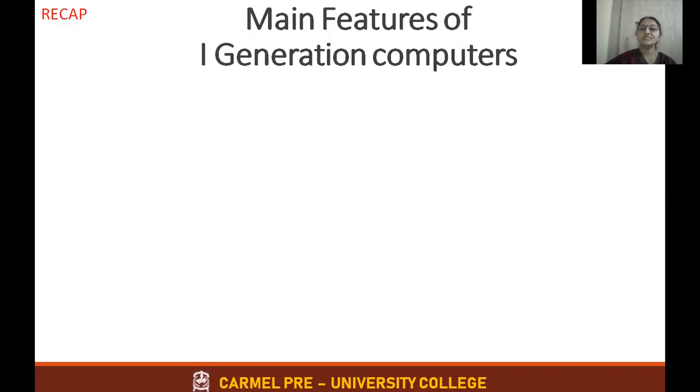Okay. Next, before we begin today's class, let us quickly recap what we did in the last class. Last class, we learned about the features, that is, the generations of computers. How many generations are there? 5 generations, isn't it? One by one, quickly let us see what the features of first generation computers are.